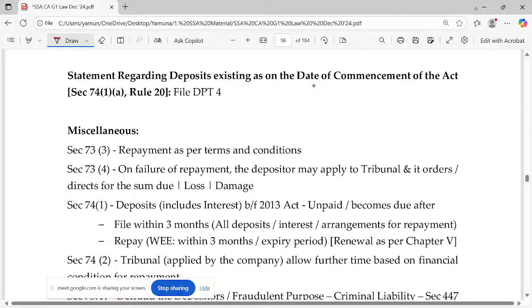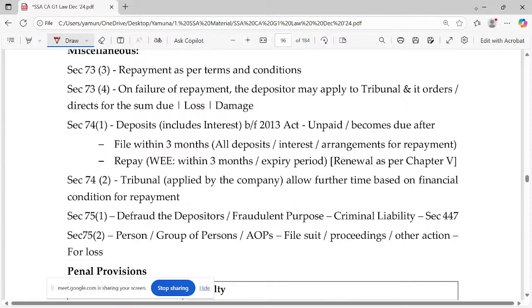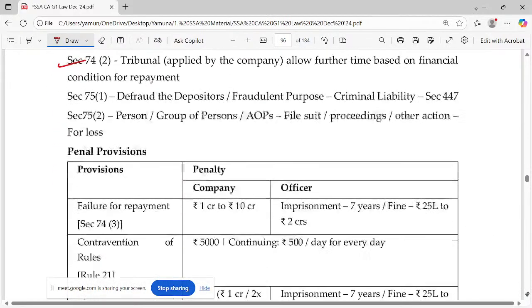In case when you talk about this 2013 Act, on the date of commencement, if you have any deposits and you want to give any statements regarding deposits, you have to file a form called DPT. Okay. Other things you can just have a look at. I'm not going line by line.